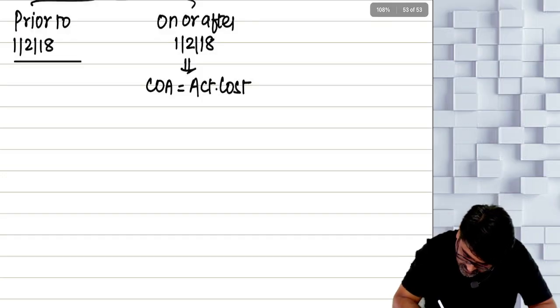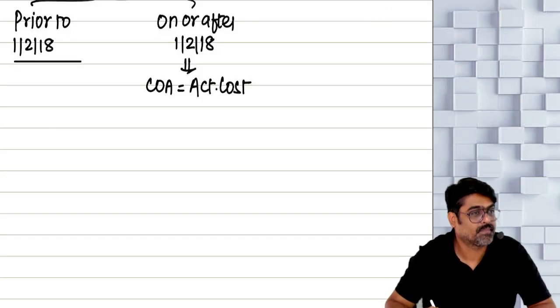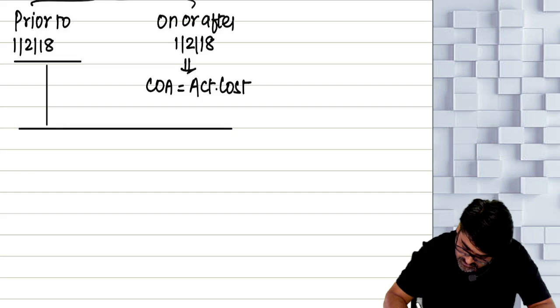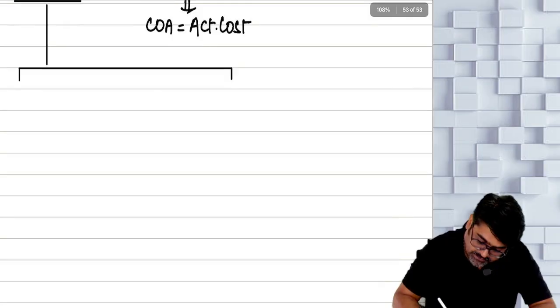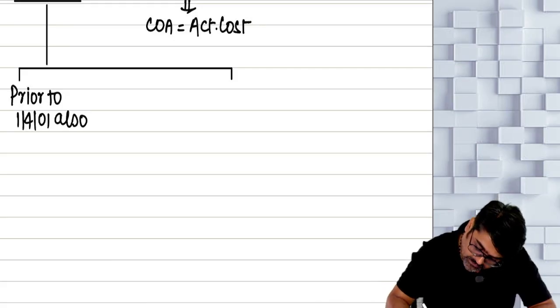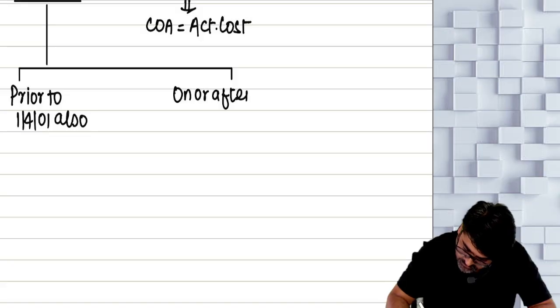So here, prior to 1st February 2018 means what? Two possibilities. One, prior to 1st April 2001 also, and on or after 1st April 2001.